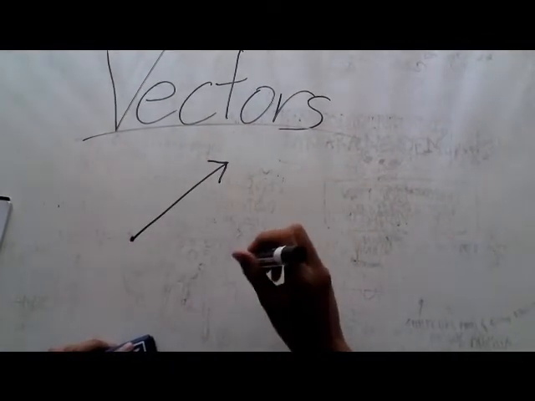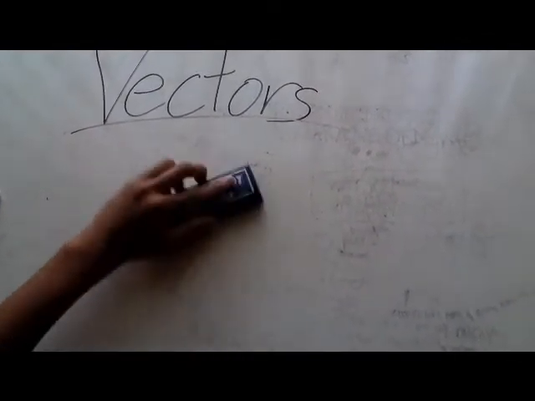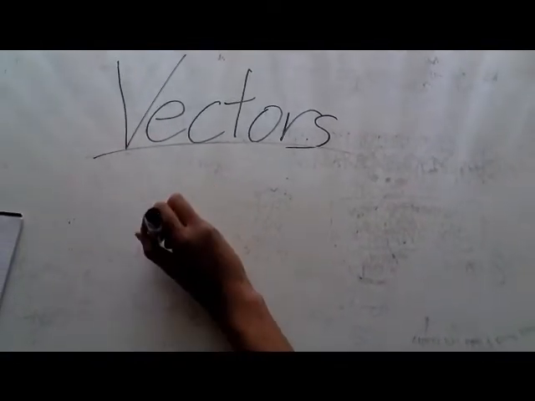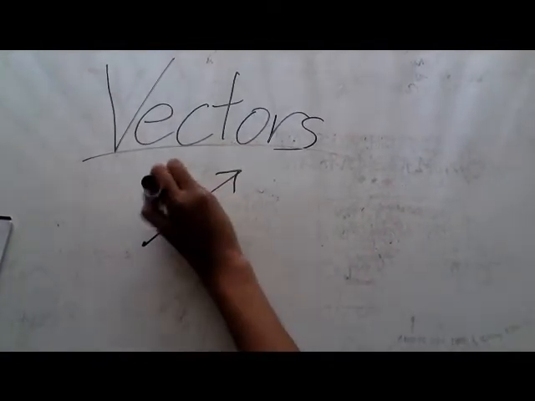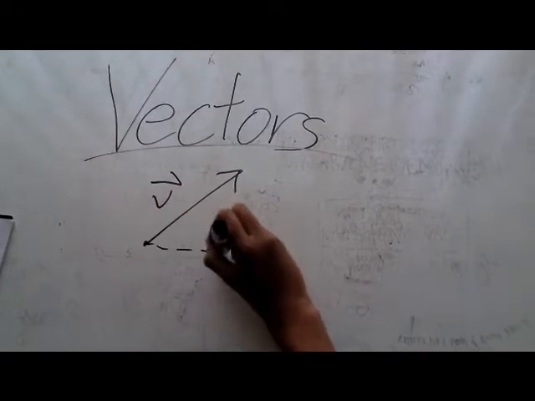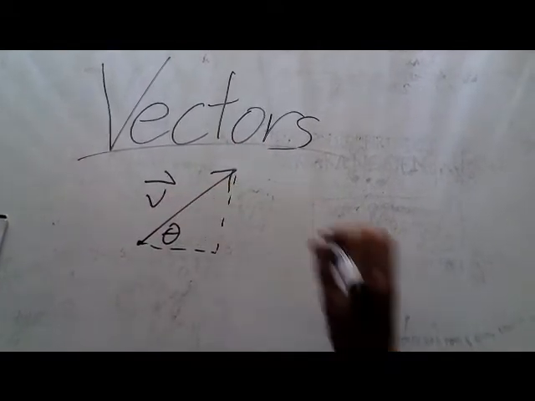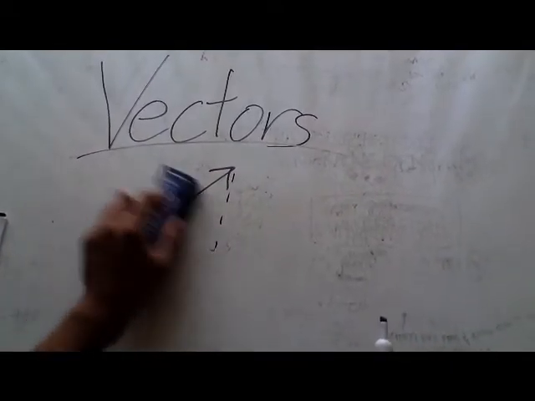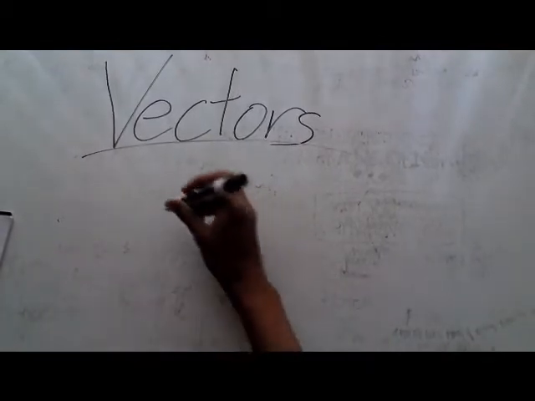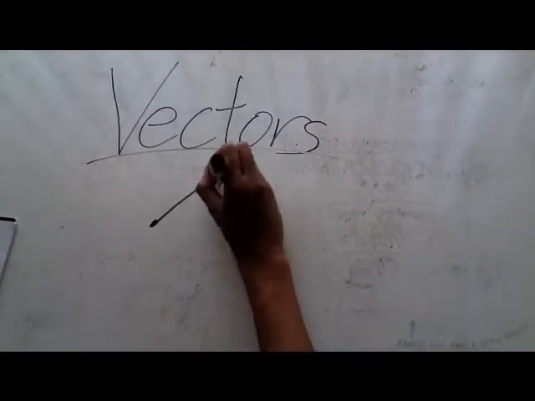This is a vector. All vectors have a magnitude and direction. The magnitude is the length, and direction is the angle. Let's take a look at this vector.